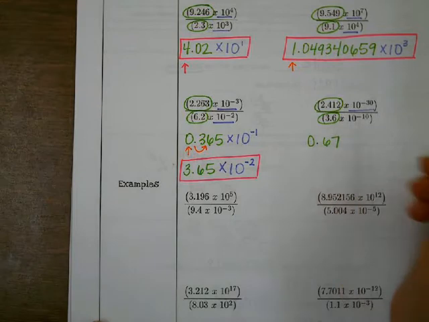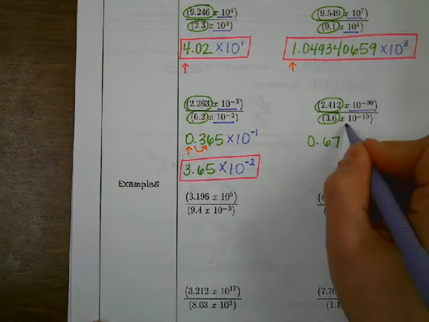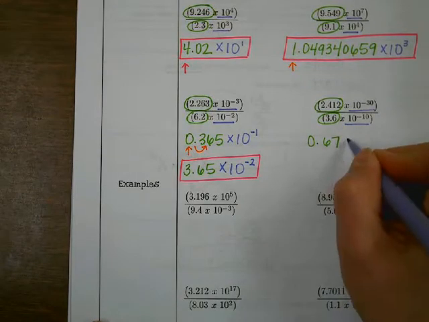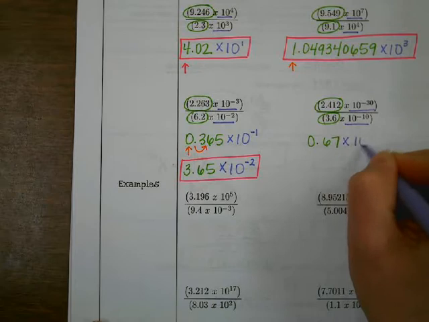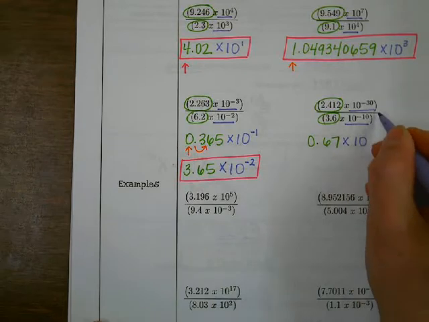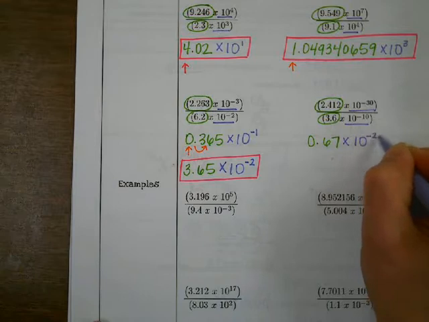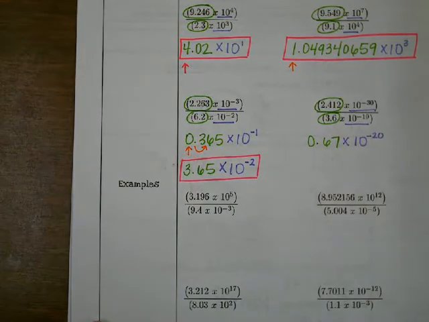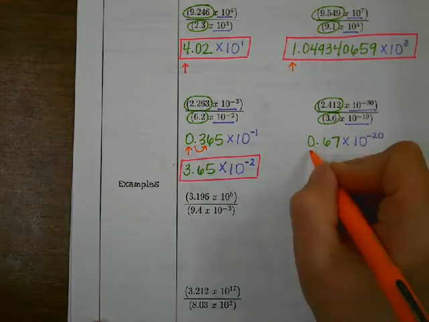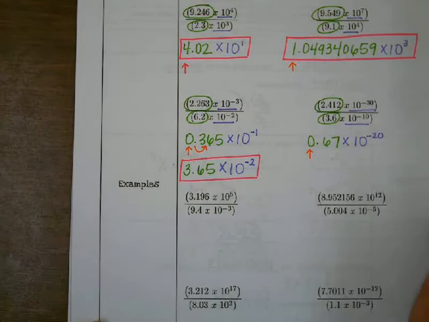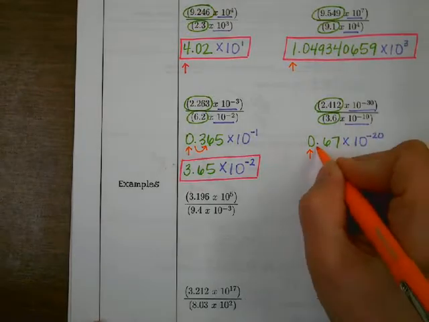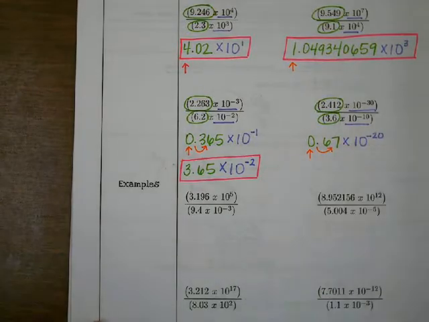Now I need to divide my powers. I have 10 to the negative 30th divided by 10 to the negative 10th. So that becomes times 10 to the negative 30 minus a negative 10, which makes that negative 20. I have to look at my first digit and check that the digit in front of the decimal point is between 1 and 9. I see that it is not, so that means I have to move it to the right one place.